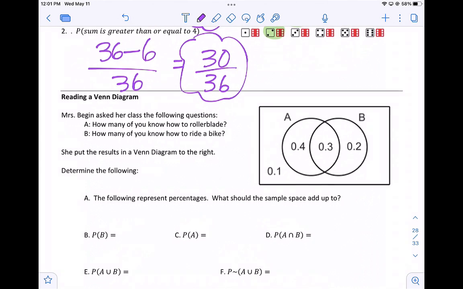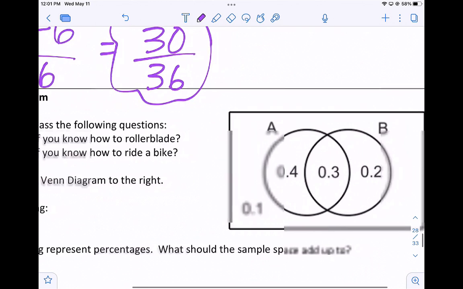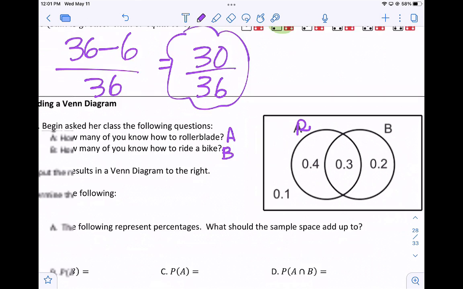All right, reading a Venn diagram with percentages. So when you see these decimals right here, they mean percentages. So Miss Bajan asked her class the following questions. How many of you know how to rollerblade? And let's say rollerblade is A and bike is B. So this is rollerblade here.